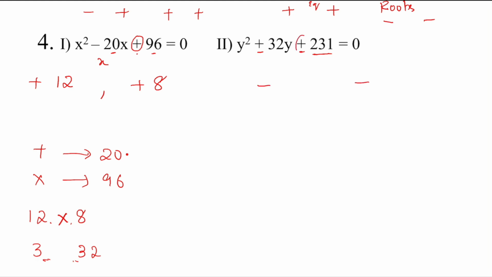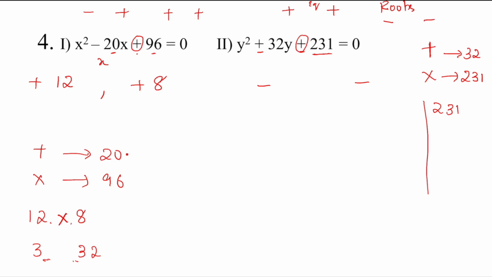Now the second symbol is plus. So you have to find two roots such that if you add you get 32, and if you multiply you get 231. So how will we find it? 231 is not an easy number, so first we will see the factors of 231. How to find them? By dividing. Always start division with a smaller number.